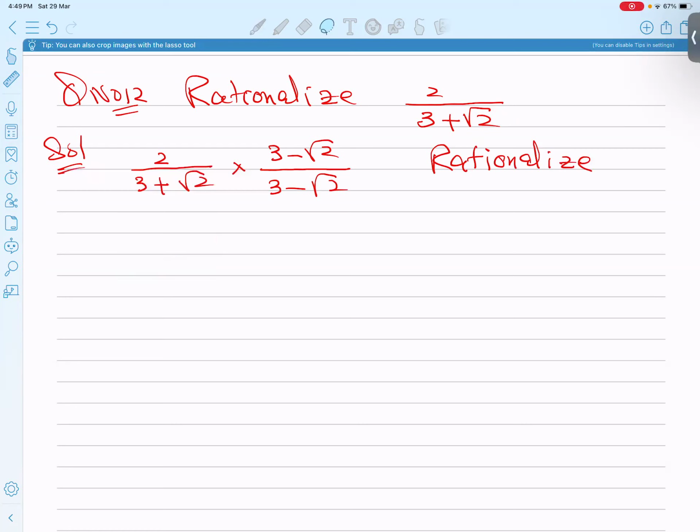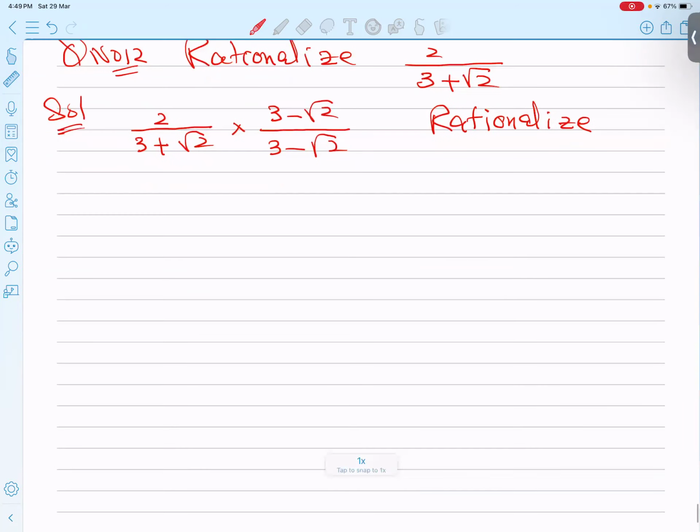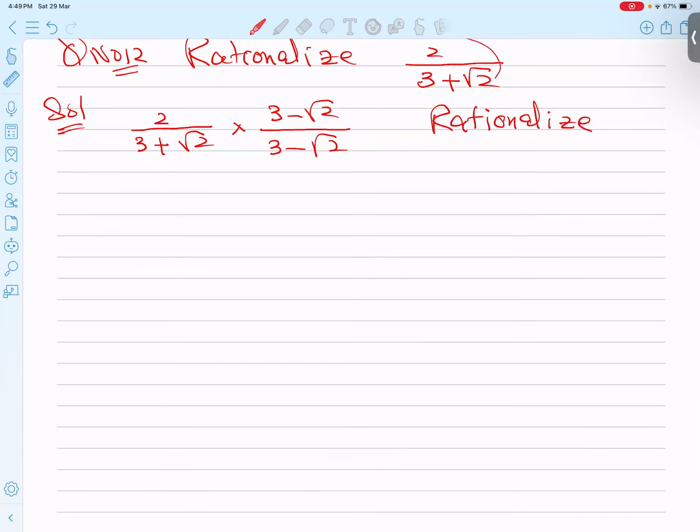I repeat again. Whatever he gives us, he may ask you to convert into this form, a plus b root 2. So if he asks you to convert in this format, we have to rationalize it. And what is the method? Take the conjugate and multiply and divide. Upper number multiplied with upper number, down multiplied with down number. So I get a numerator 2 times 3 minus root 2.